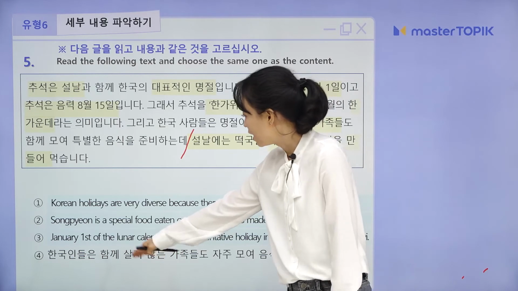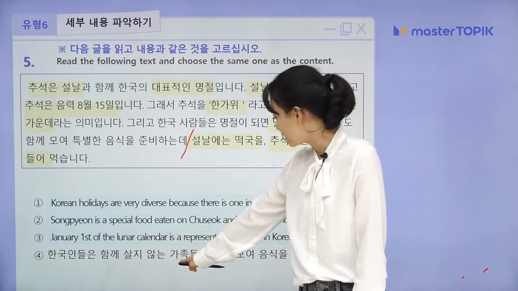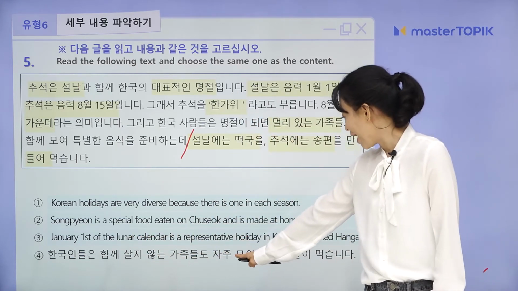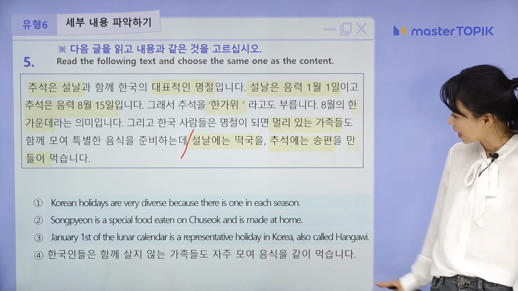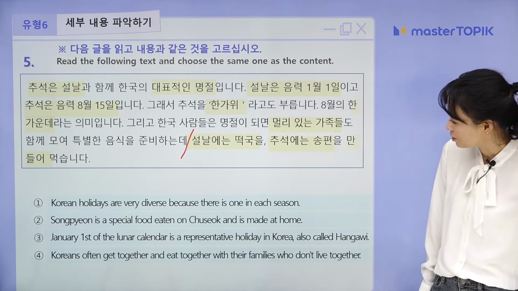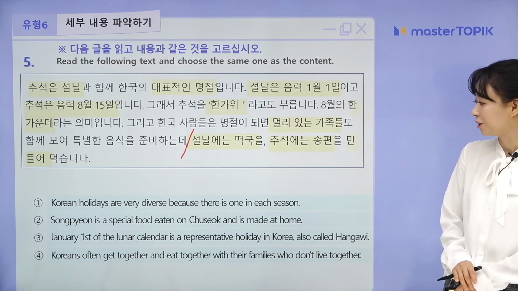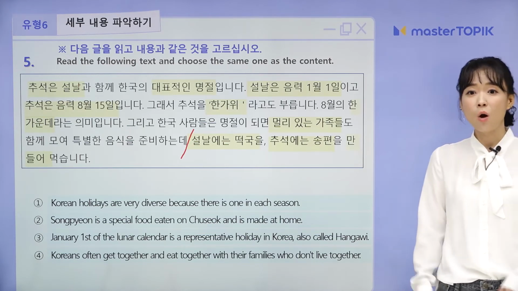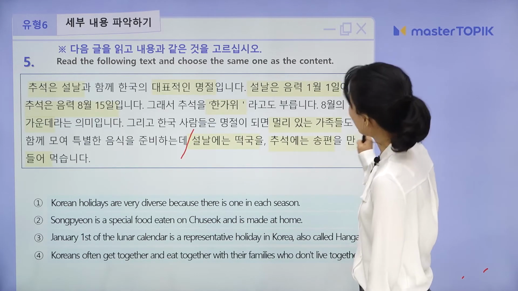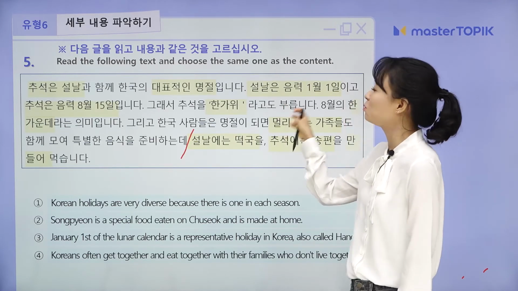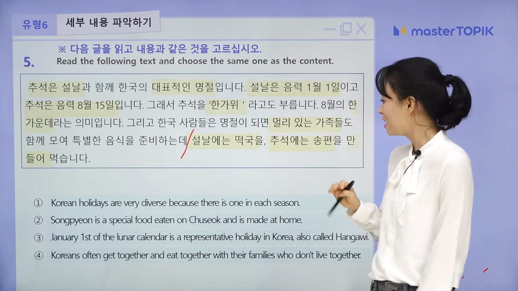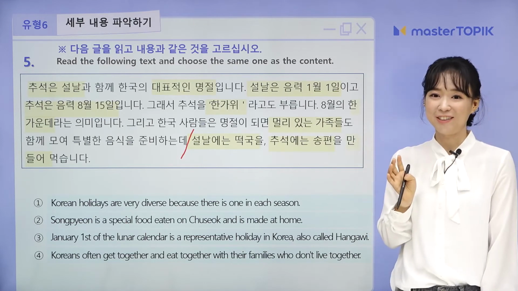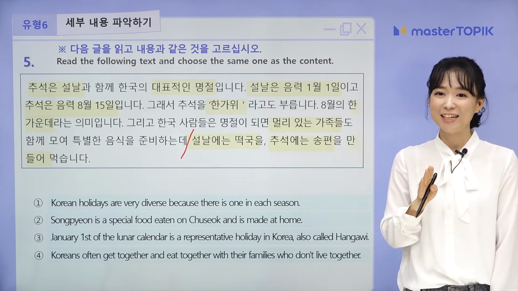And number 4, 한국인들은 함께 살지 않는 가족들도 자주 모여 음식을 같이 먹습니다. So Koreans often get together and eat together with their families who don't live together. Well, the text talk about Korean people get together when it becomes the holiday, not often get together. So number 4 is an answer.